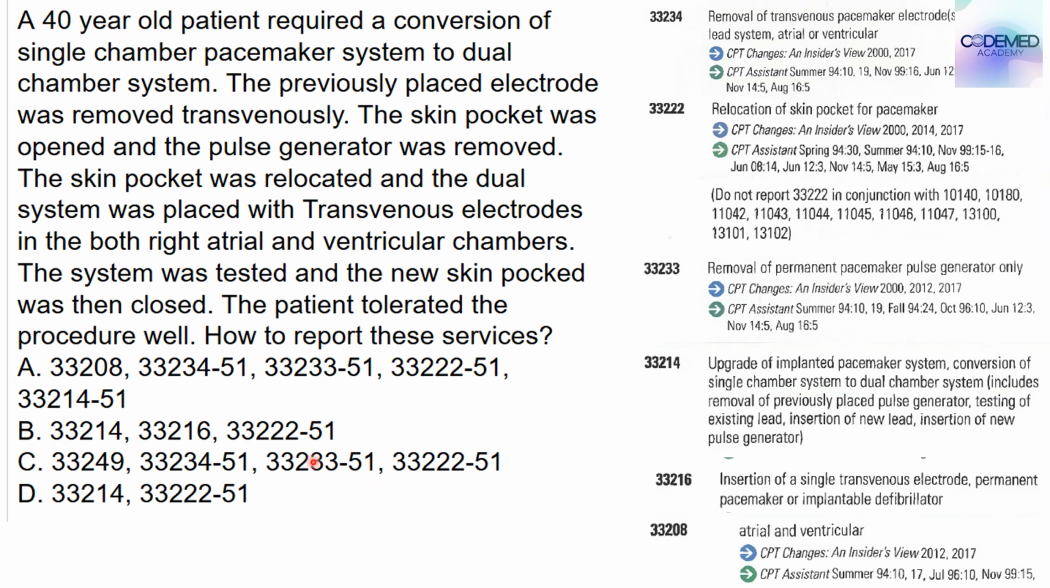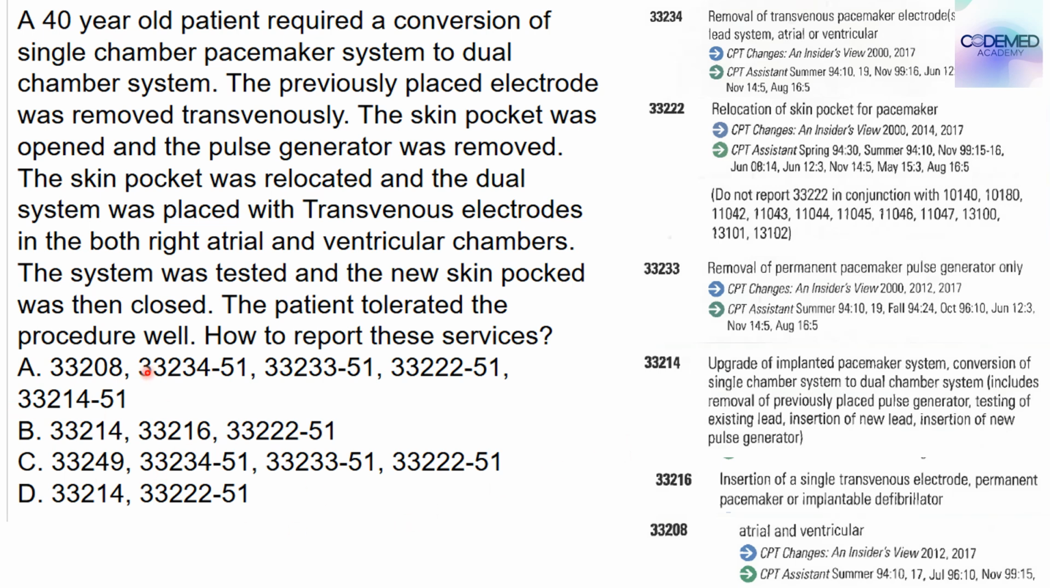So let us see what are the options. So first of all, eliminate the absolute wrong option. And if you see the 33249, it is the code for the defibrillator. So I will not require this code. And so C is the wrong option. Whenever you have multiple codes, if one code is wrong, that particular option is wrong.